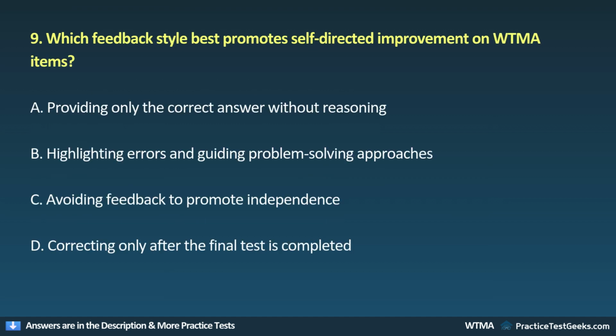9. Which feedback style best promotes self-directed improvement on WTMA items? A. Providing only the correct answer without reasoning. B. Highlighting errors and guiding problem-solving approaches. C. Avoiding feedback to promote independence. D. Correcting only after the final test is completed.